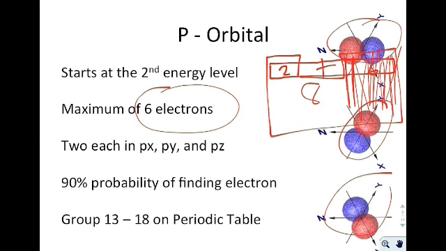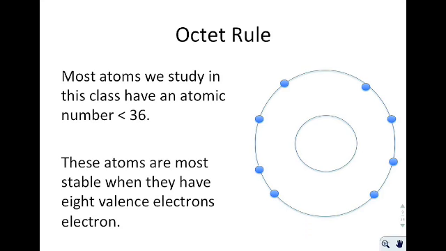So next, after the p orbital, we can say that whenever you add the 2 from the s orbital and the 6 from the p orbital, that adds up to 8. Well, that means that an atom has a complete orbital shell if it's less than 36 atomic number, it has a complete orbital shell whenever it has 8 electrons in its valence shell or its outside shell.